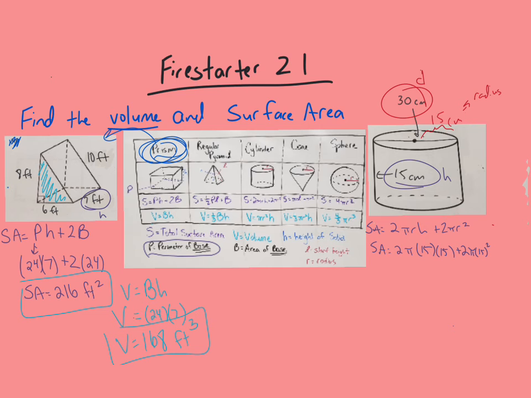So in my calculator, I'm going to put 2 pi 15 times 15 plus 2 pi 15 squared. I'm going to end up with 2,827.43. So surface area is equal to 2,827.43. Now remember, that is an approximate, not an exact, because we estimated, because pi is irrational, it goes on forever. So that's how we do that one.